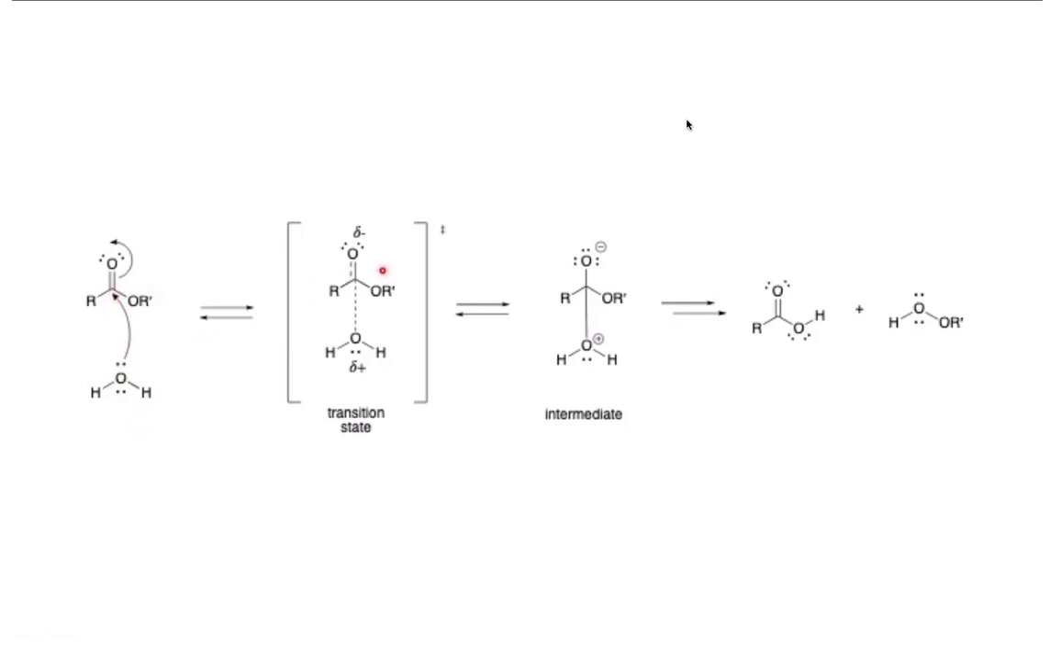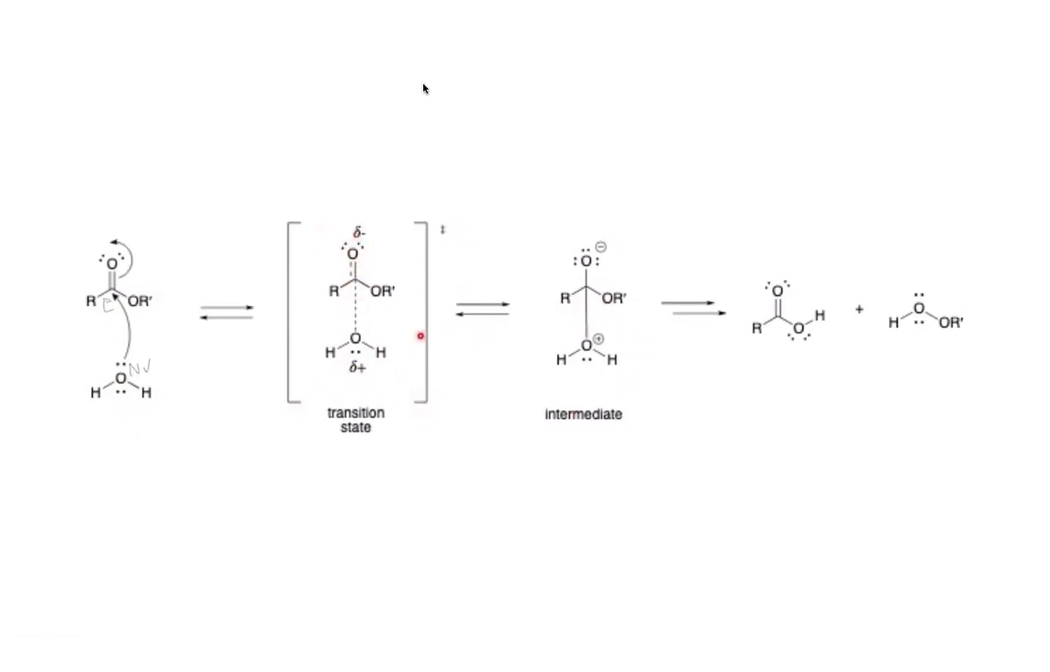When we have them attack, ultimately we're going to form a tetrahedral intermediate. So an intermediate, we have actual bonds here, but in order to get to that point, we first had to have a partial bond being formed and this partial bond being broken. So this is our transition state. This is what we put in brackets with the double dagger. This is what the enzyme is going to be the most stabilizing to and provide the most help for.